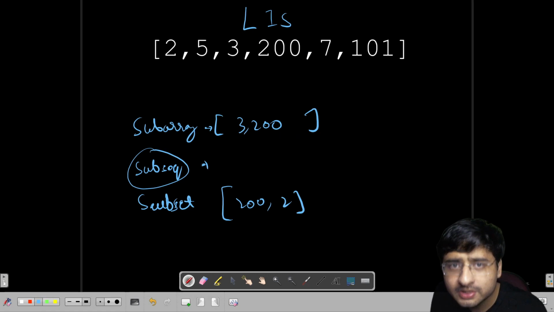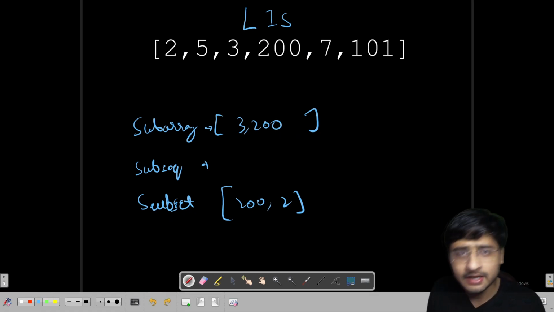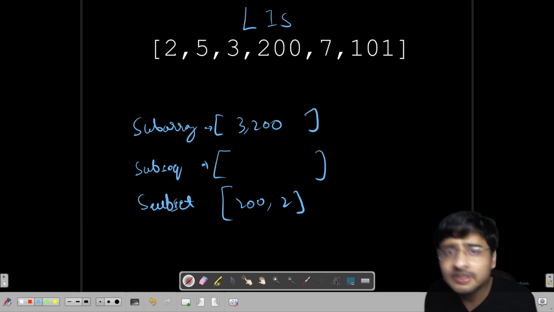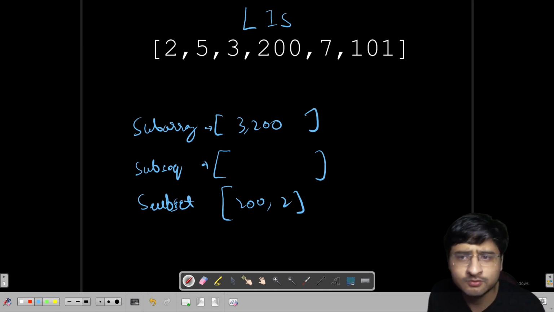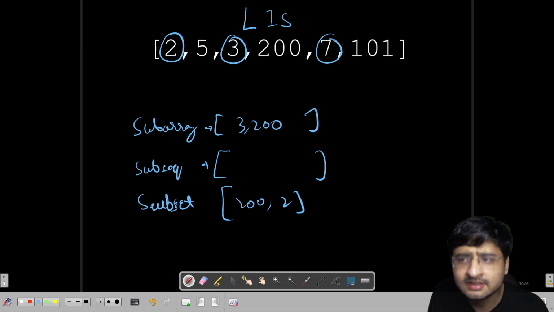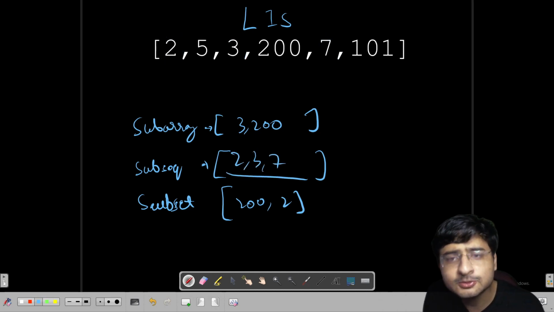What is a subsequence, on the other hand? A subsequence is a combination of subarray and subset. All the elements in the subsequence should be present in the array itself, but they should be present in a proper order, in a proper sequence. They can be together, contiguous, or not. For example, I can select this 2, this 3, and this 7. This forms the subsequence 2 comma 3 comma 7. This is a subsequence of this array.